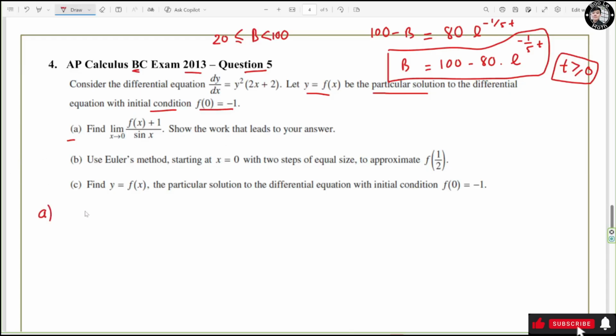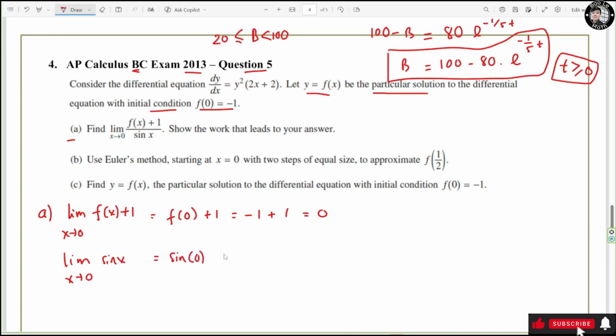So I have question A right here. To find this limit, we need to find the limit on the top to see what happens, right? Limit of f(x) plus 1 when x approaches 0. It's going to be f(0) plus 1, which is negative 1 plus 1 equals 0. Now the limit of sin x when x approaches 0 is sin of 0, which is 0. So we can conclude that this is an indeterminate form, right? So we can apply L'Hospital's rule, right?